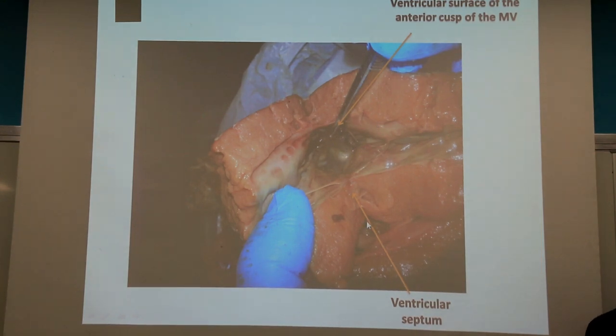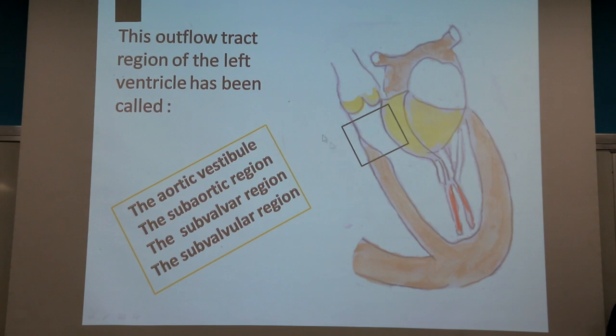Here is the septum and here is the anterior cusp. I'm holding the anterior cusp here. So this is the left ventricular outflow tract. This outflow tract can be called the aortic vestibule, subvalvular region, or subaortic region. This is the outflow tract.